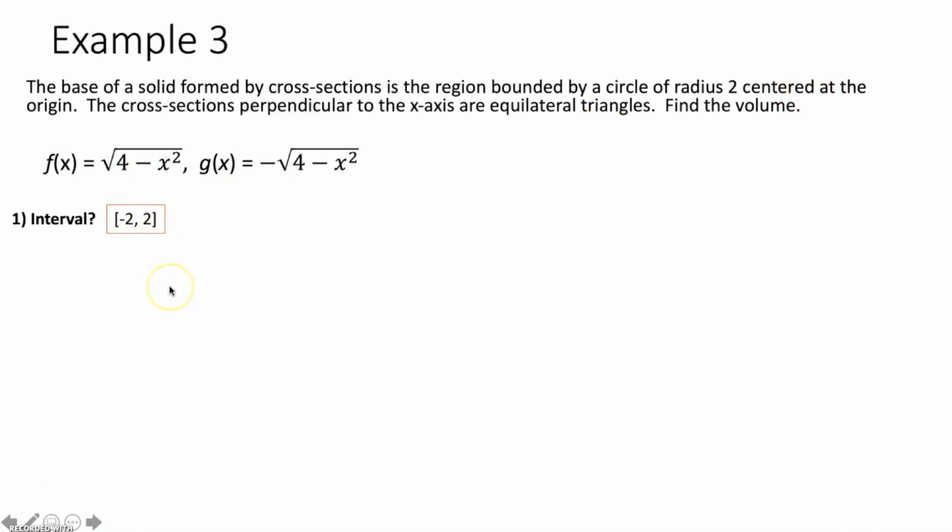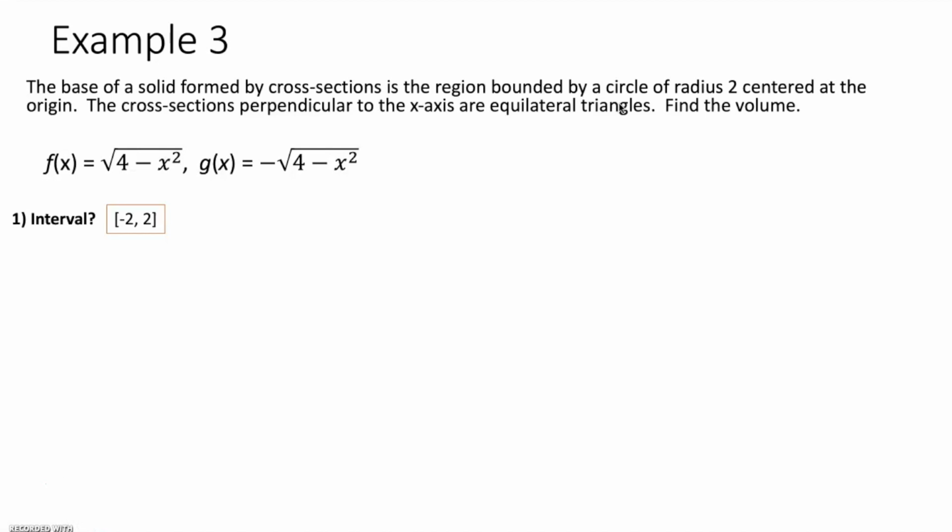The next thing we need to figure out is what is the area formula for our given cross-section? Well, remember, we have equilateral triangles that are perpendicular to the x-axis that are popping up from the circle. So what is the area formula for an equilateral triangle? That's rad 3 over 4 times one of the sides squared.